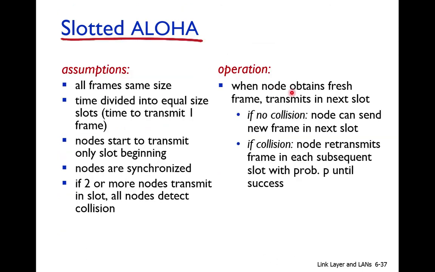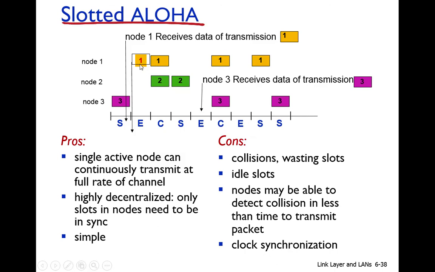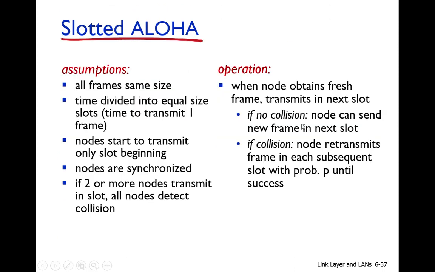So when a node obtains a fresh frame, it transmits in the next slot. What does it mean? If the node obtains a frame and it is not at the beginning of a slot, then it will wait for the next slot. If there is no collision, the node can send a new frame in the next slot. If there is a collision, then the node retransmits the frame in a subsequent slot.